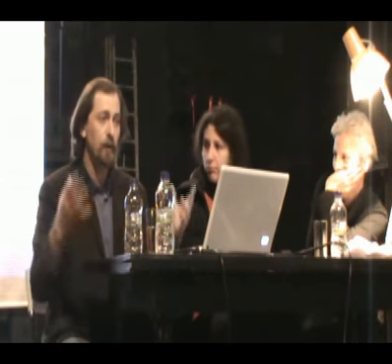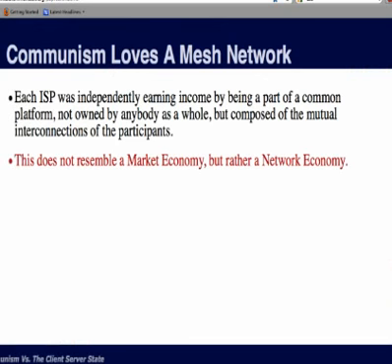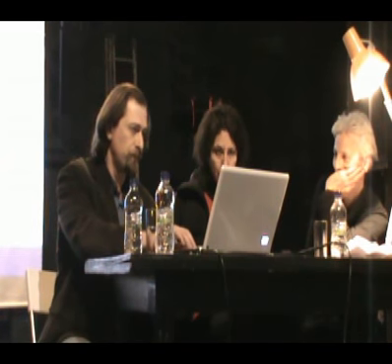giving access to a collectively created value, right? So the value of the network comes from the size of the network. And each ISP was independently earning income by being part of a common platform, not owned by anybody as a whole, but composed of the mutual interconnections of the participants. This does not resemble a market economy, right, but rather a network economy, right?